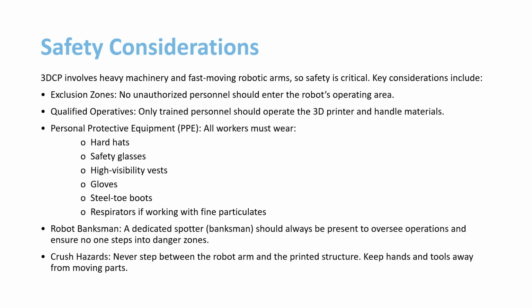Typically, we anticipate safety measures such as exclusion zones, where no unauthorized personnel would enter into the robot's operating zone. There would be a requirement for qualified operatives. Only trained personnel should be around the robot and handling materials. Aspects such as emergency stop controls and multiple routes to disabling the robot must be in place, and all personnel must be aware and have access to them prior to any printing being undertaken.